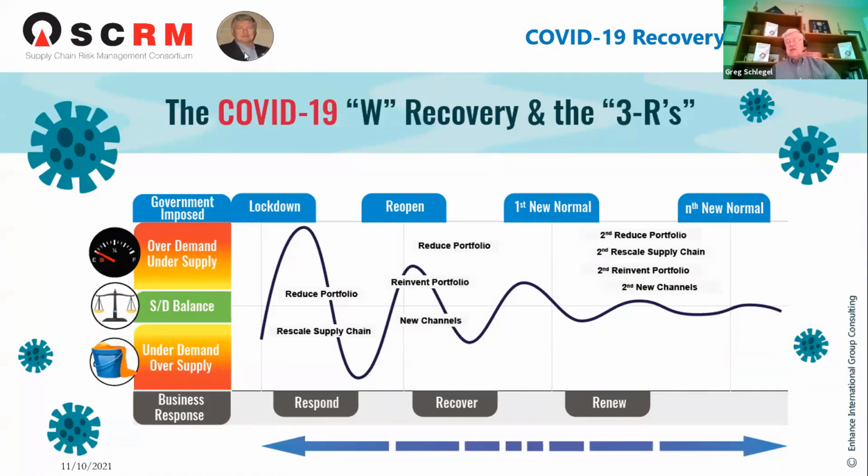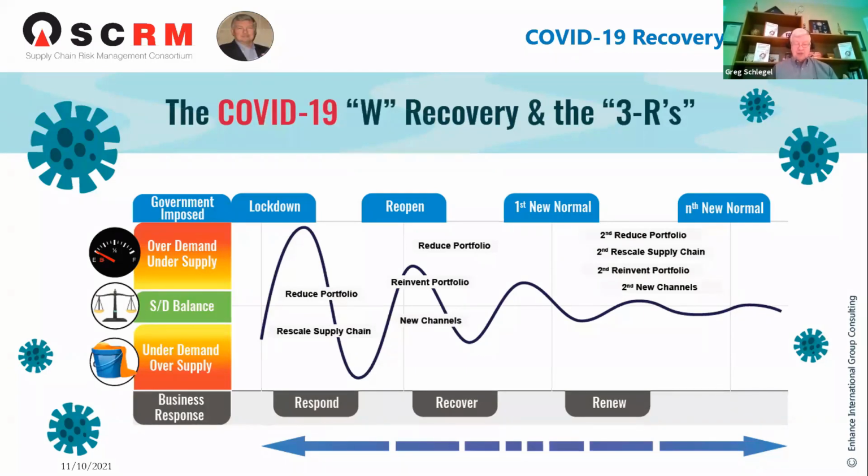And then on the x-axis on the bottom, we developed our essential 3 R's as a business response going left to right on this continuum: respond, recover, renew. Let's give you a quick thumbnail sketch of each section. All right. From the first R, which is respond.